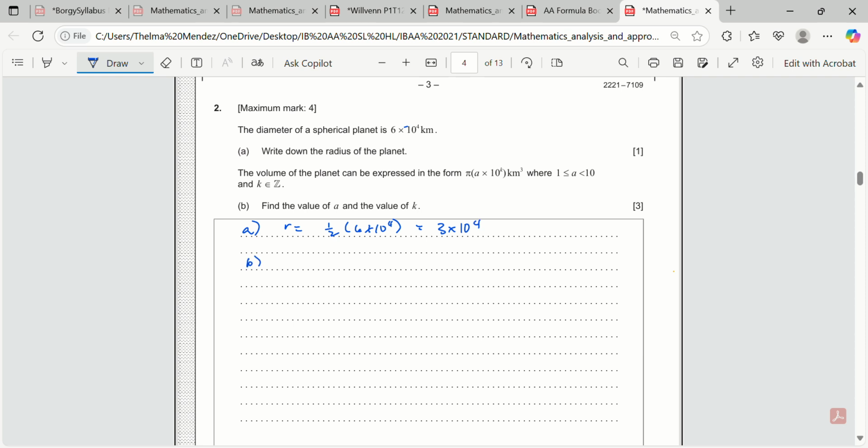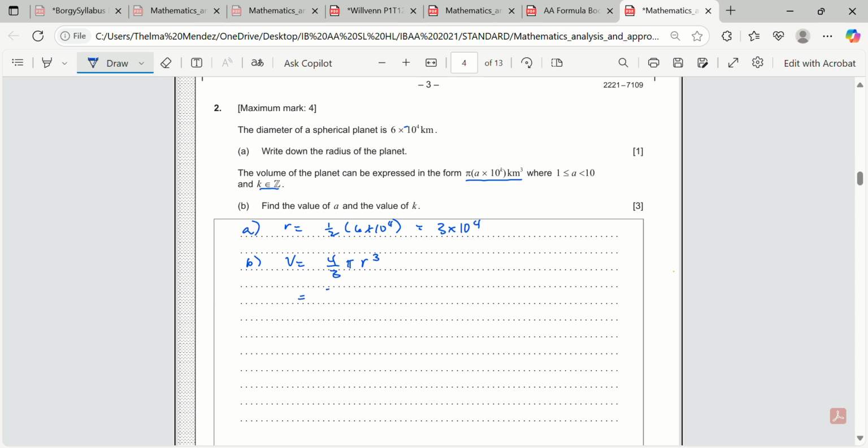Okay, for letter B, the volume of the planet can be expressed in this format, where A is between 1 and 10, and K is an element of Z. Find the value of A and the value of K. First, we should know that the volume of a sphere has the formula 4/3 pi r cubed.